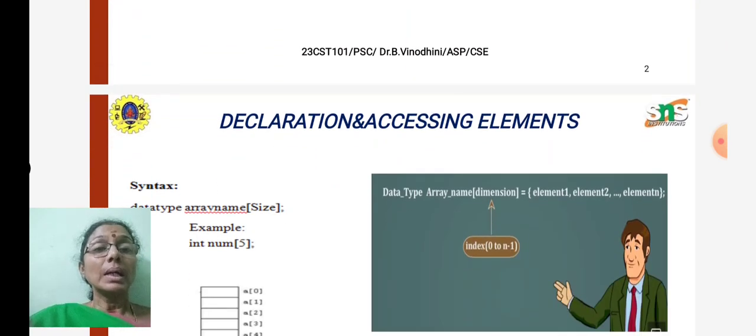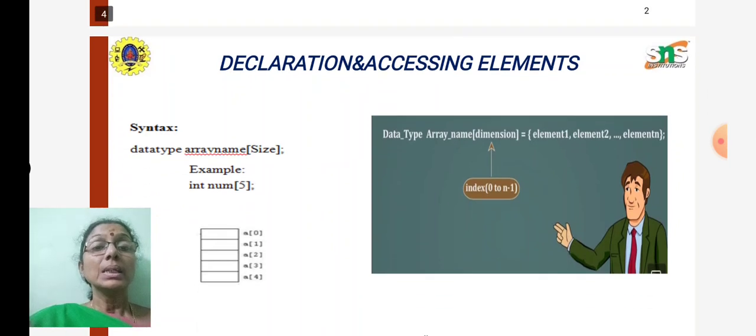Now I will explain how to declare an array and how to access the elements. For the declaration, the syntax is: data type, then a space, then the array name, and within square brackets we specify the size of the array. So the syntax is data type, array name, and within square brackets the size. This is the declaration of an array. For example, int num[5], so the array name is num.